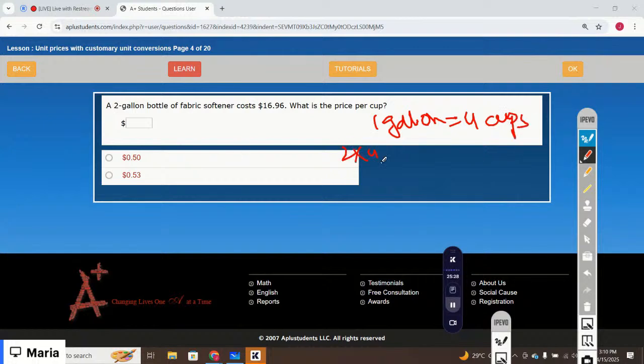So 2 times 4 is 8 cups. So 16.96 divided by 8. 16.96 divided by 8 is... 1 gallon. No, sorry. 1 gallon, 2 cups.